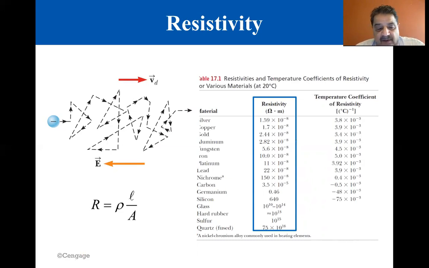That ends this section on resistance and Ohm's law. Next, we'll discuss section 17.5, which is the temperature variation of resistance. Right now, we covered the resistivity. That's the column highlighted in blue. Next, we'll talk about the temperature coefficient of resistivity. That's the column not highlighted, but we'll get to that in the next section.